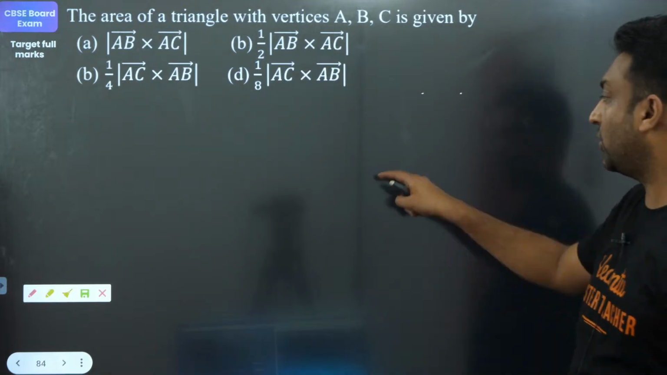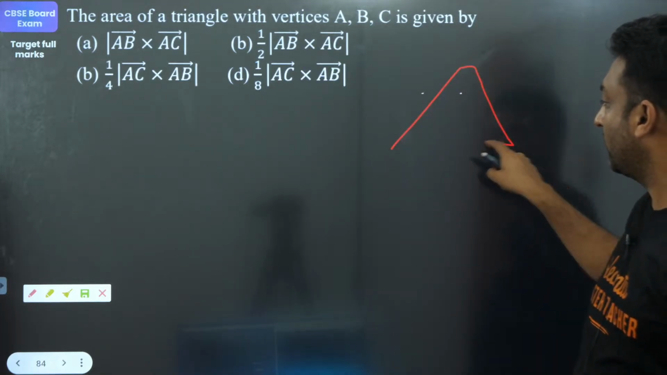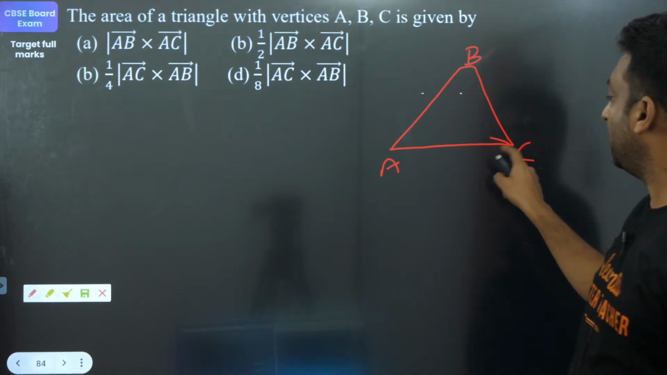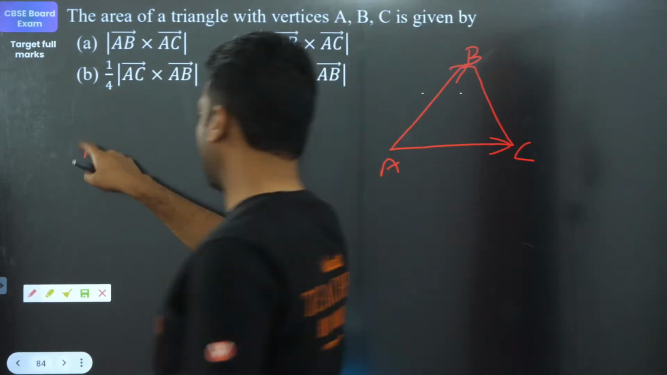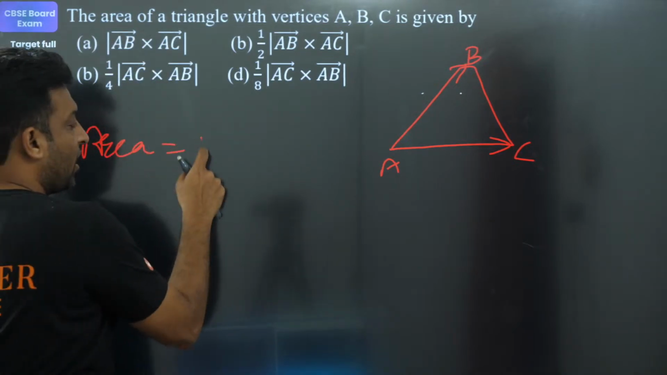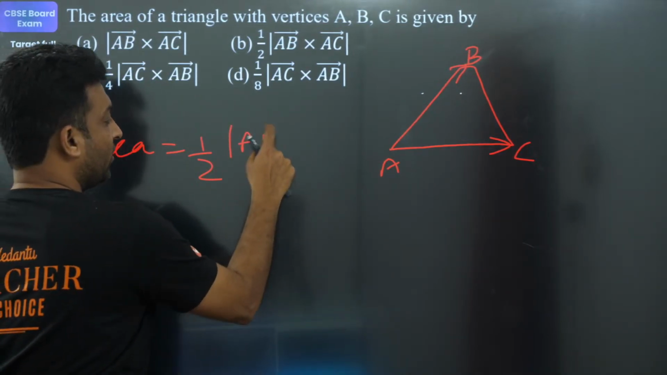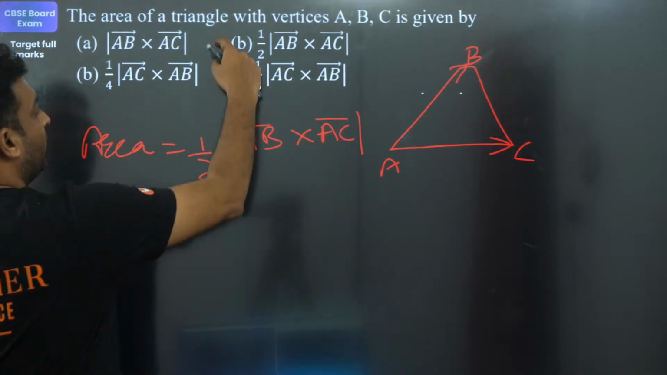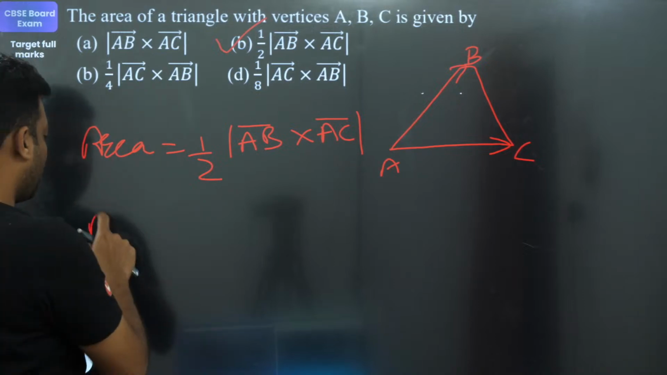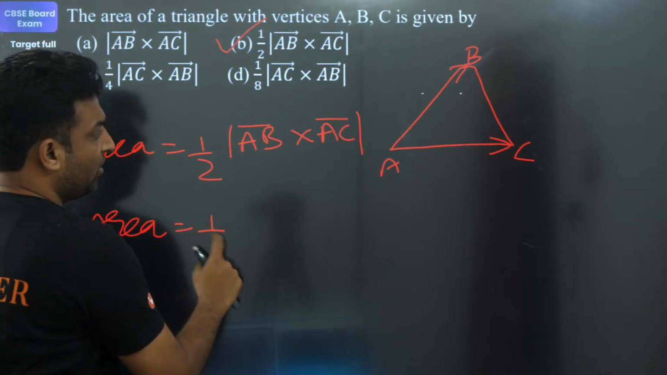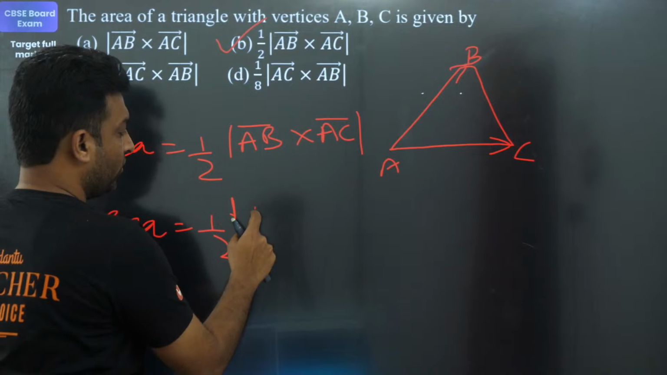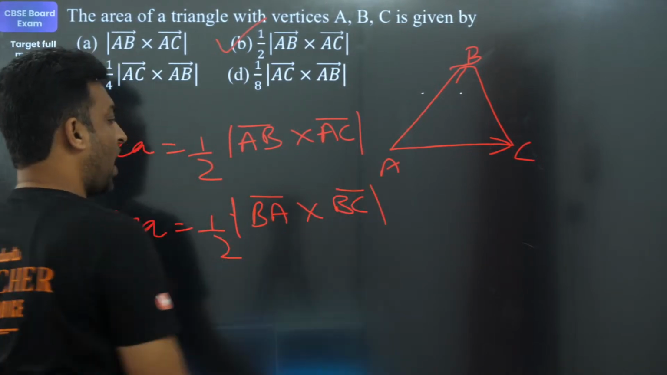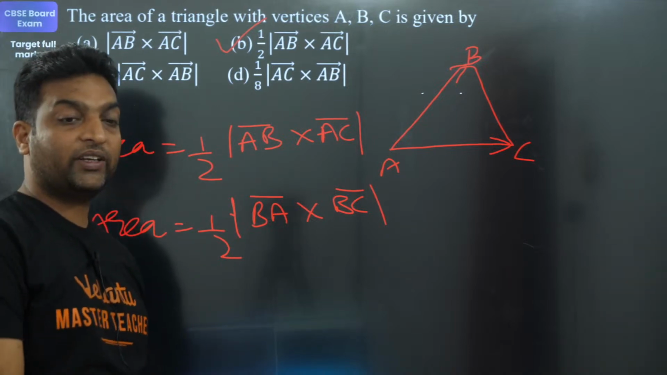Half into cross product of any two sides. Area will be half into modulus of AB cross AC. This cross product is also equal to half into modulus of BA cross BC. Half into cross product of any two side vectors gives you an area.